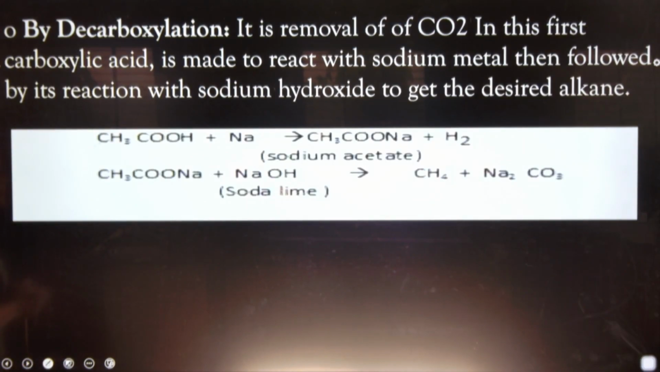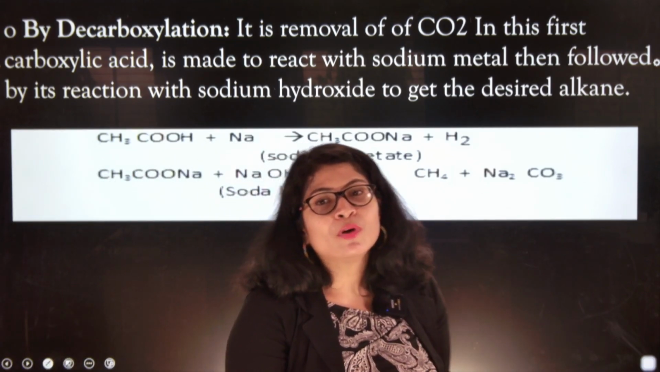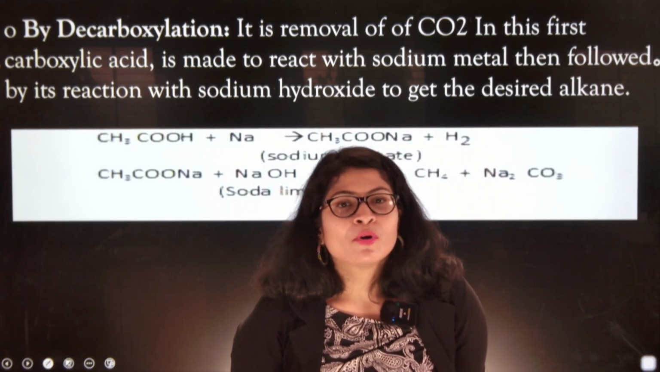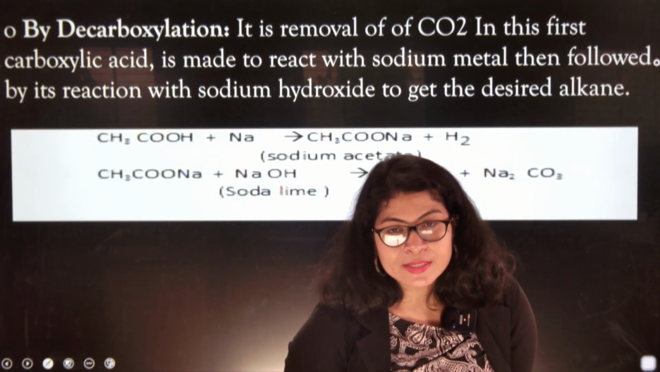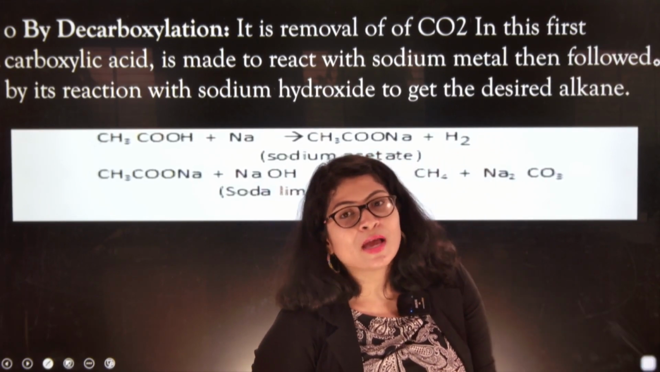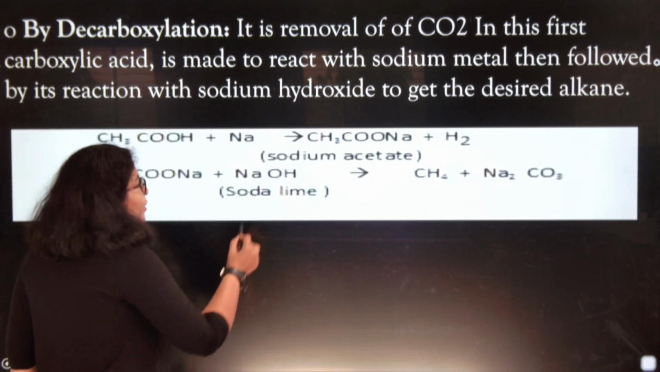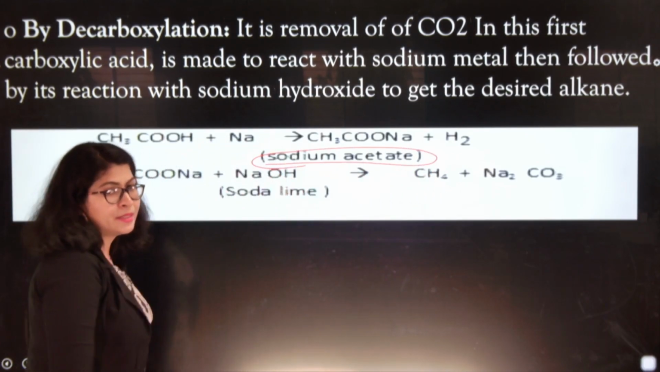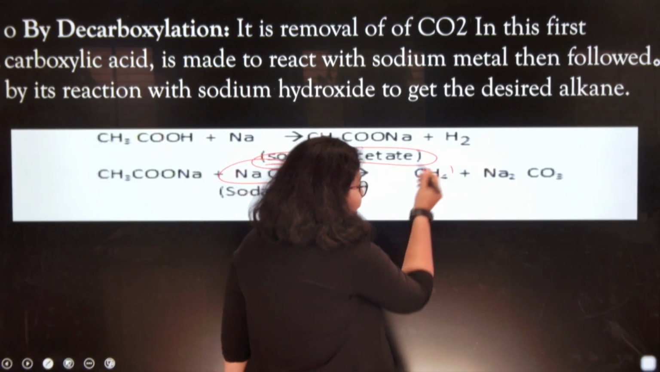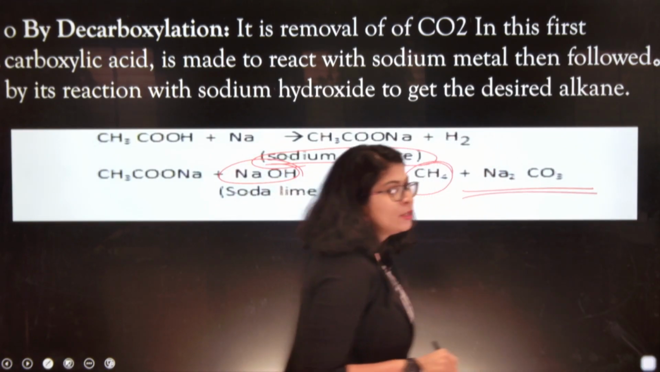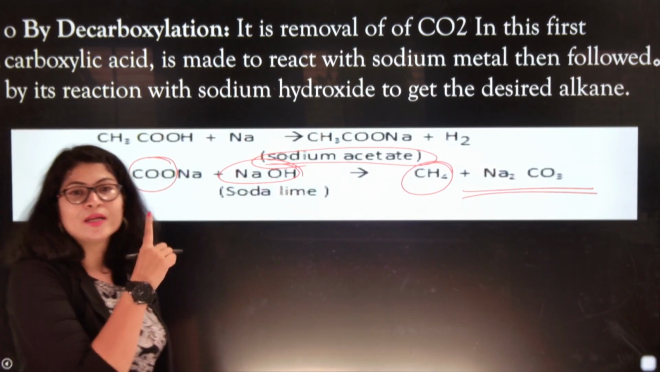Now, the decarboxylation reaction, which means removal of carbon dioxide. In this, first the carboxylic acid is made to react with sodium so that it forms a salt of the carboxylic acid. Next, it reacts with soda lime to give our desired alkane. For example, acetic acid reacts with sodium to give sodium acetate, the salt of acetic acid. When this salt reacts with soda lime, you get the alkane methane, CH4, with liberation of Na2CO3. Carbon dioxide has been removed from the molecule, hence the name decarboxylation.